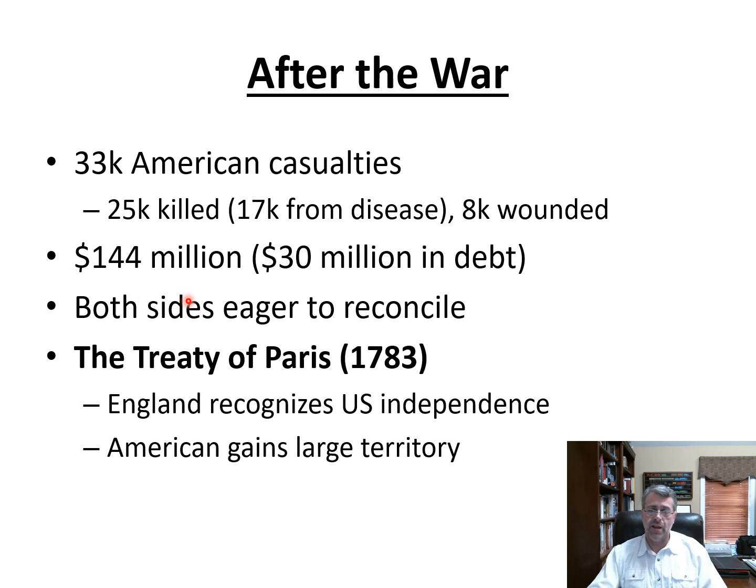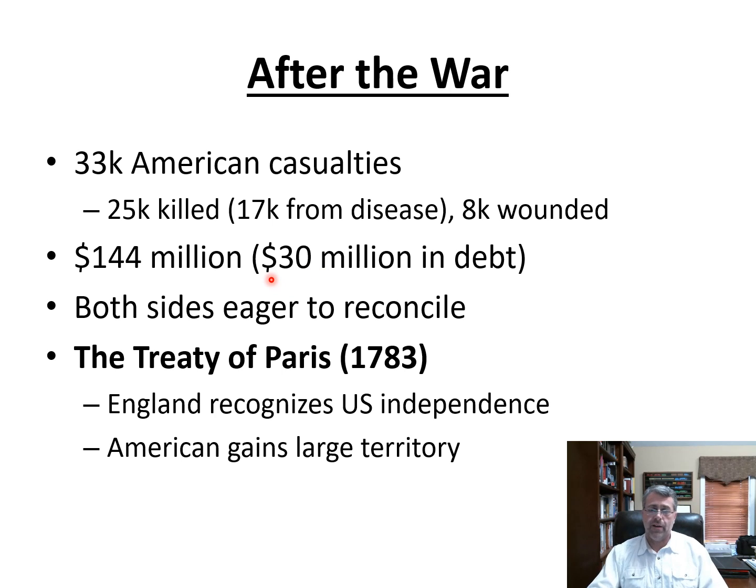In terms of money, this war will cost about $144 million for the Americans. Congress raised a lot of this money from various sources. About 30 million of this 144 million was borrowed. Early in the war, the Continental Congress approved the selling of what they called war bonds. Basically, these were debt certificates or bond certificates sold as a way to raise money for the Continental Army. So there's $30 million worth of debt that Congress owes to various people and various countries as a result of the war.